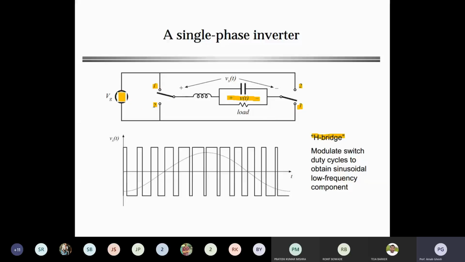When switch 1 is on, the current flows from Vg through switch 1, then through the inductive capacitive load, and then returns back. When switch 2 is connected, the current passes in the other direction through the load, then comes back through switch 2 to the negative terminal of Vg.